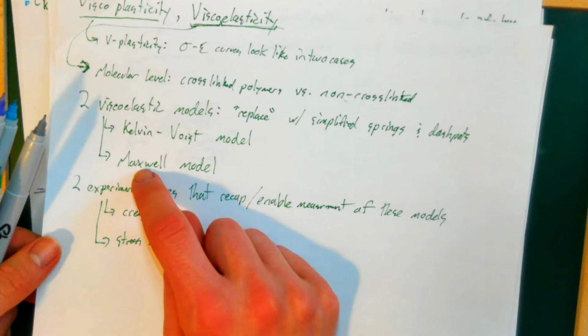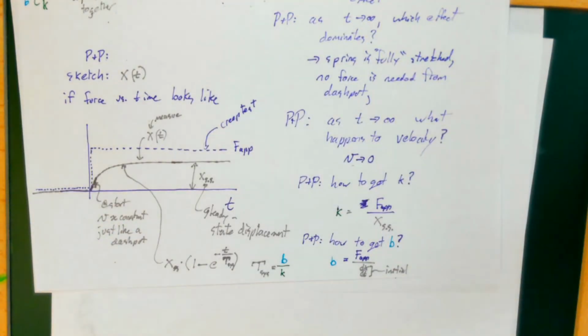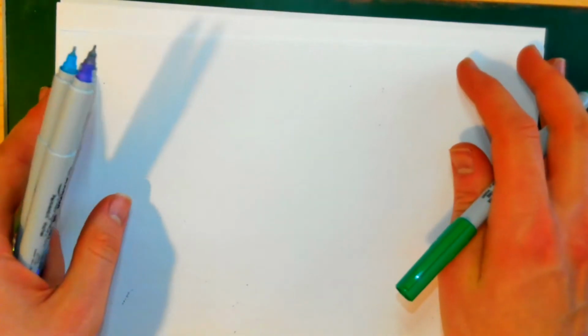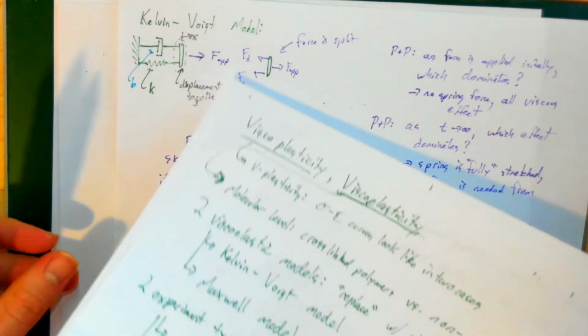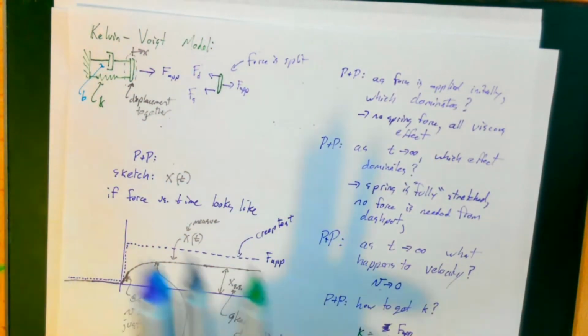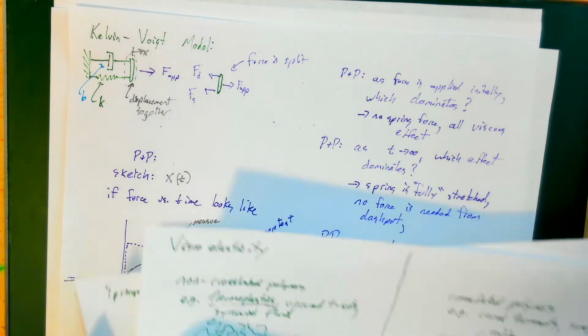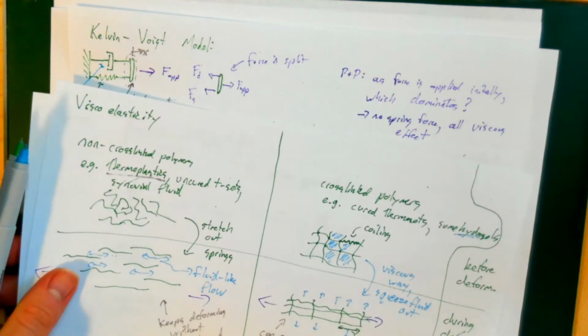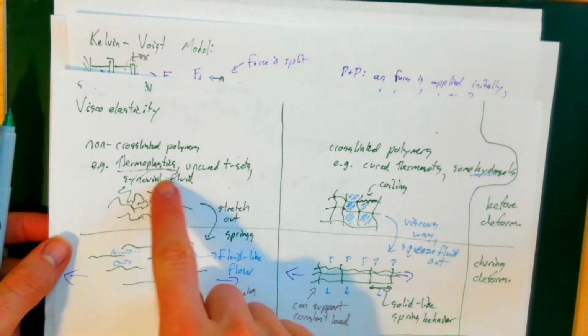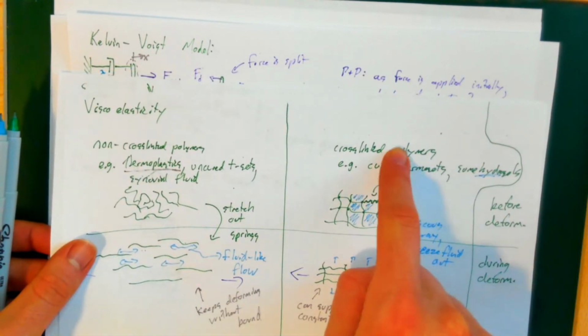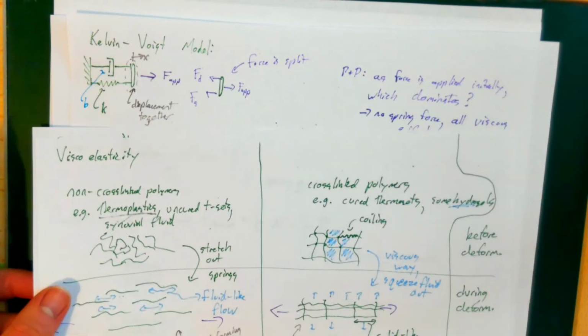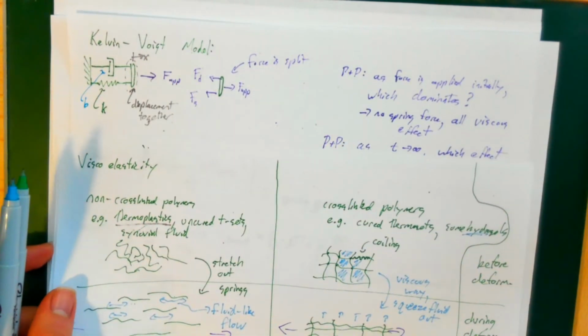Let's now talk about the Maxwell model. Oh, sorry. No, I forgot one important thing. For the Kelvin-Voigt model, take a moment now, pause and ponder. Which of these materials here, cross-linked polymers or non-cross-linked polymers, do you think is best described with a Kelvin-Voigt model?